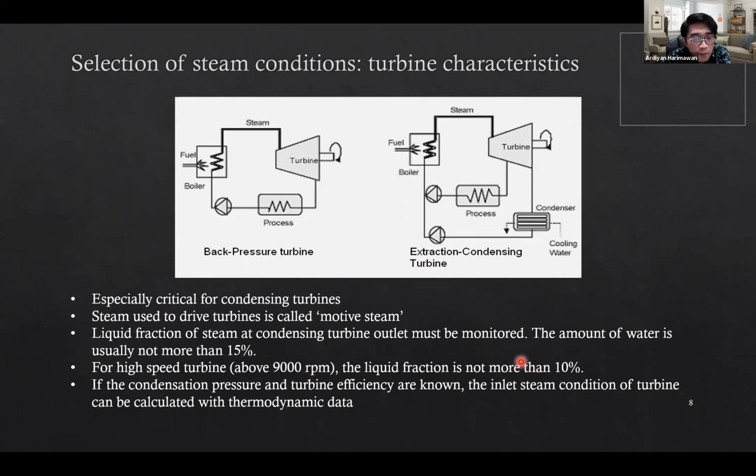So do you know why we need to pay attention to the amount of water in the steam, especially in condensing turbines? Why, if we increase the speed, should the liquid fraction of the steam be as low as possible?